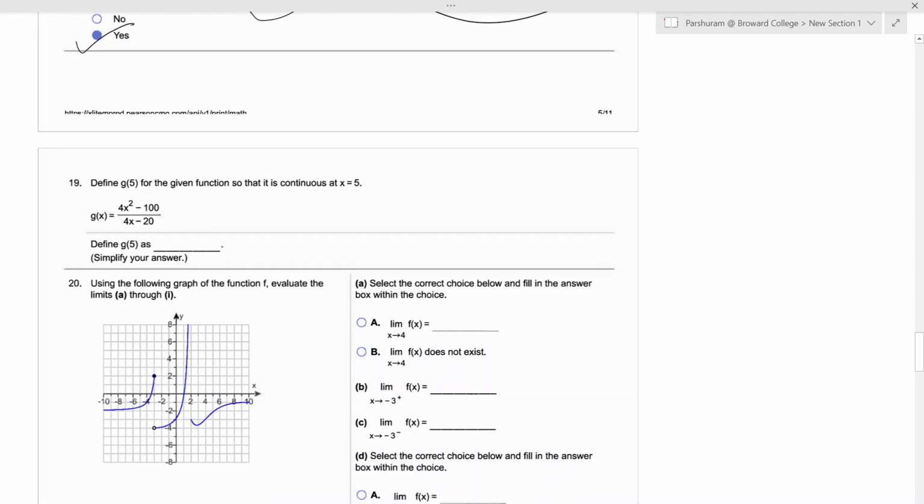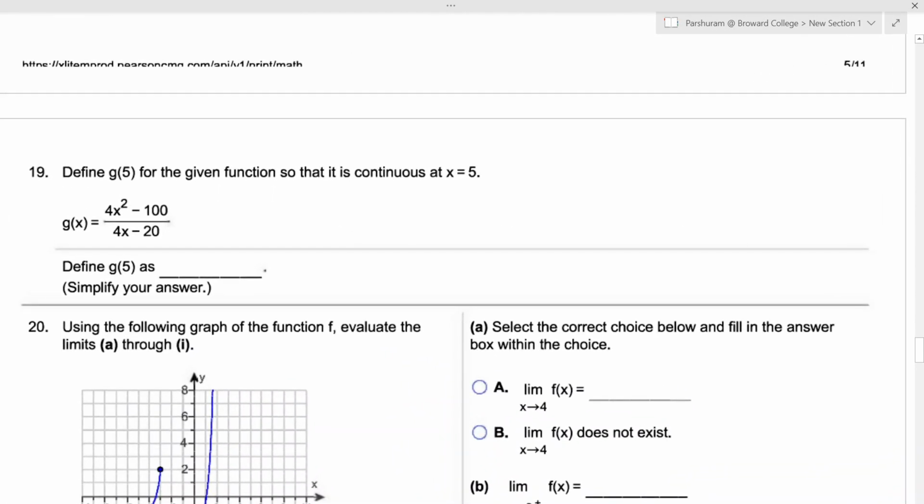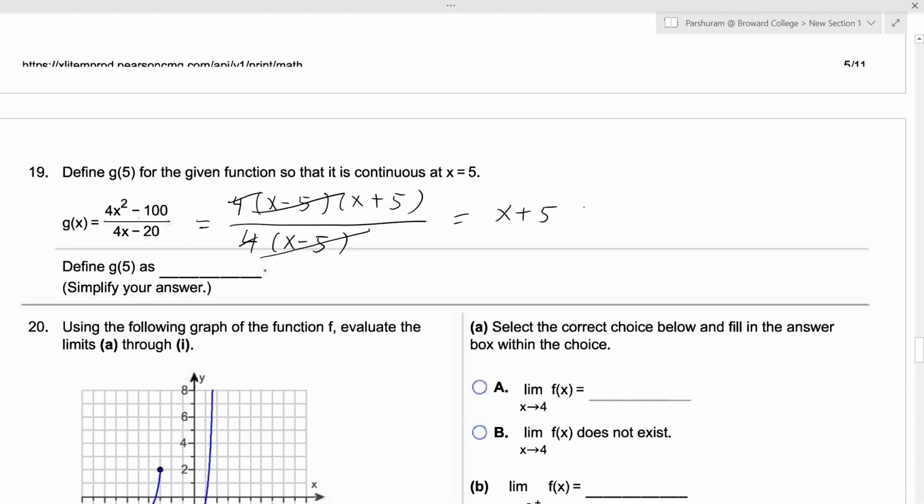Let's go to problem 19. Find g of 5 for the given function so that it is continuous. If you try to simplify this, it will be 4 times x minus 5 and x plus 5, because if you factor out 4, it gives you x squared minus 25, and then the denominator is 4 times x minus 5. This function is undefined when x is equal to 5. So to make this function continuous at x equal to 5, we cancel x minus 5 and the 4s, and now this function becomes x plus 5.